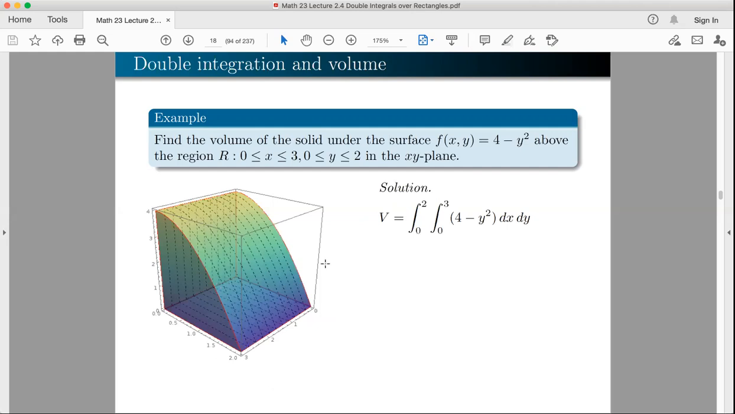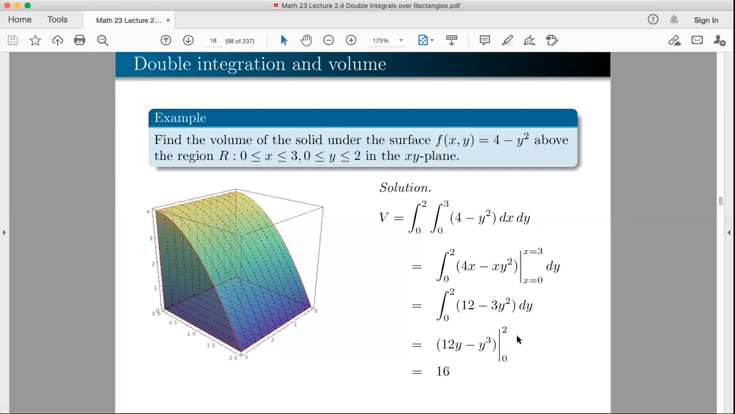So our x ranges from 0 to 3, and then our y from 0 to 2. We can easily evaluate with respect to x. We get 4x minus xy squared. And then when you simplify, you get 12 minus 3y squared. Then we evaluate the integral with respect to y, evaluated when y is 2 minus when y is 0. And what we get is 16. So the volume would be 16 cubic units.